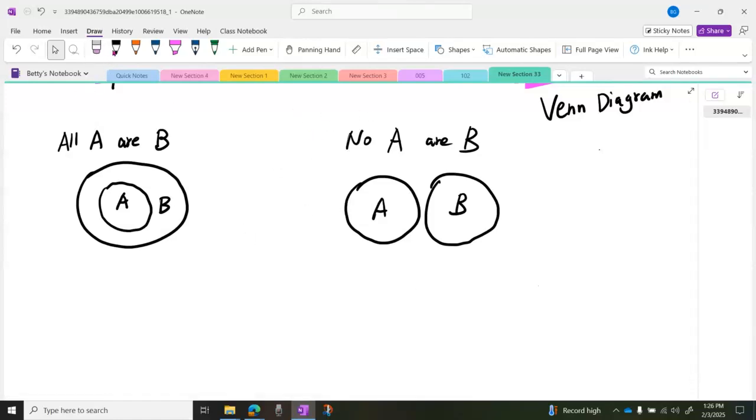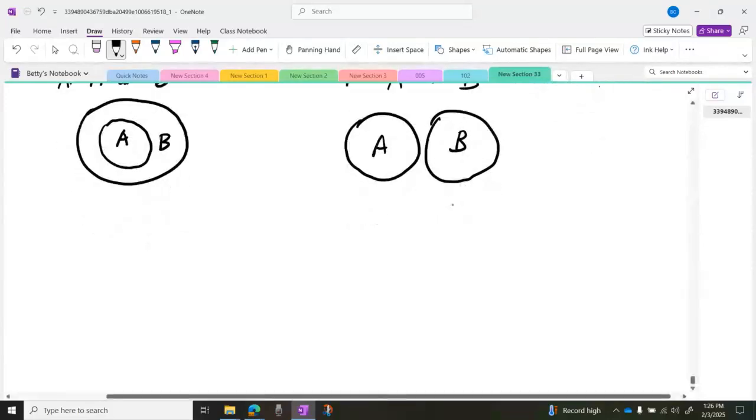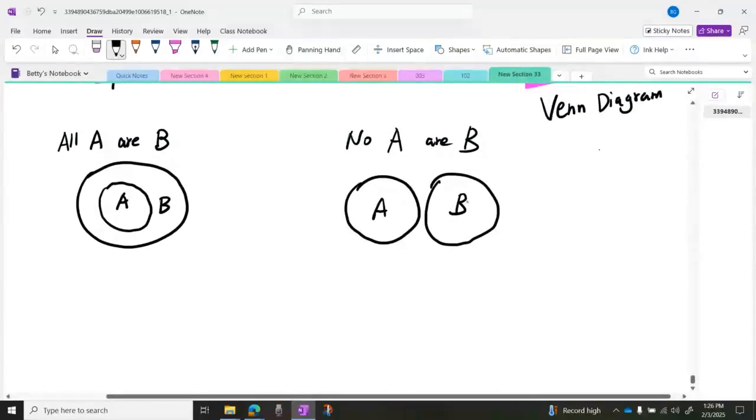No is a quantifier. None of A are B. There's no element in A that belongs to B, and no element in B that belongs to A either. So that's the second type of quantified statement. Next, some A are B.